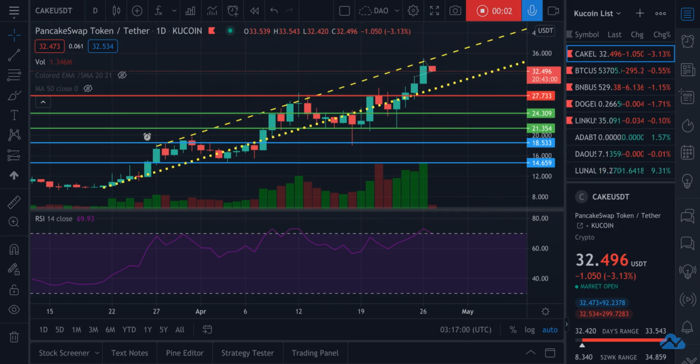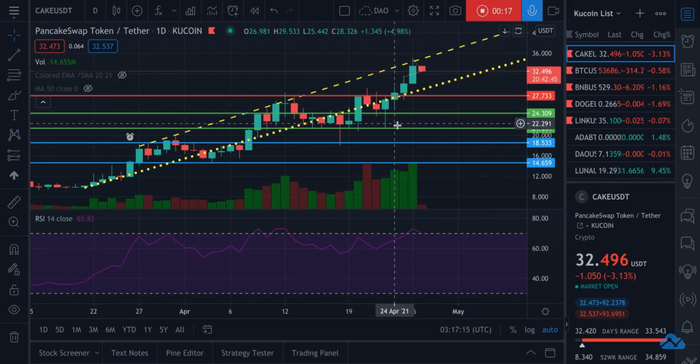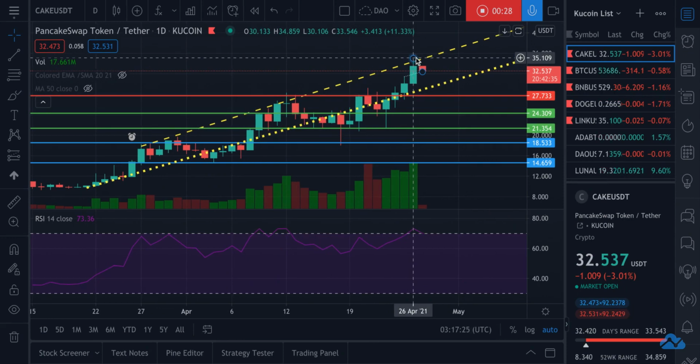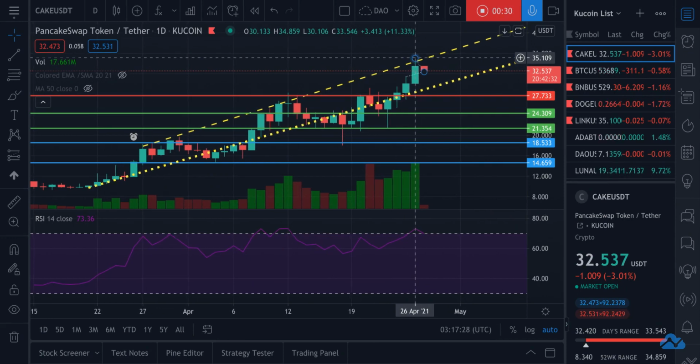Hey guys, I'm looking at Cake versus the USDT. Cake is PancakeSwap, the main swap for the Binance Smart Chain, and it has gone completely off since, when is this? April 23rd, after it came down and hit this 21.53 support here. It has gone parabolic for 4 days to $35.10. I believe now we're going to see a pullback.